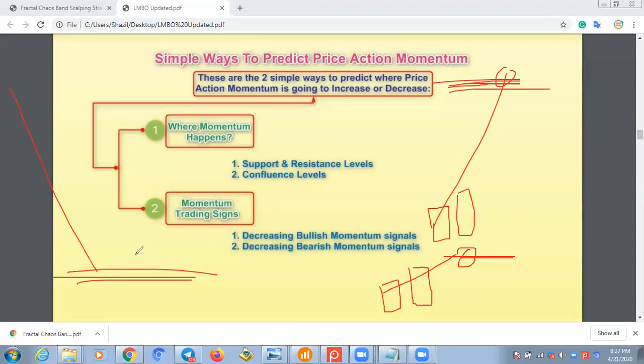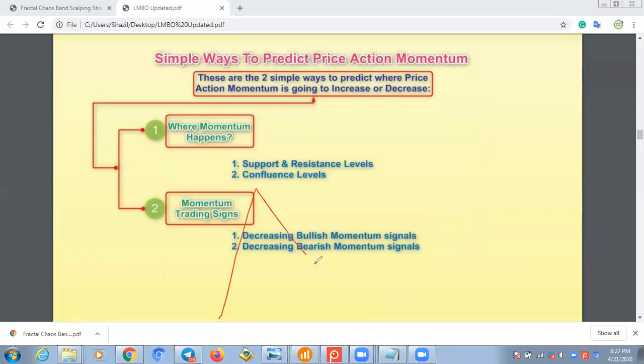There are two types of levels. Support levels: when the price comes down and reaches the support level, the momentum is losing here. When the price goes up and reaches the resistance level, the momentum is losing here. And another type of level is the confluence levels. What are the confluence levels? The price is moving like that.